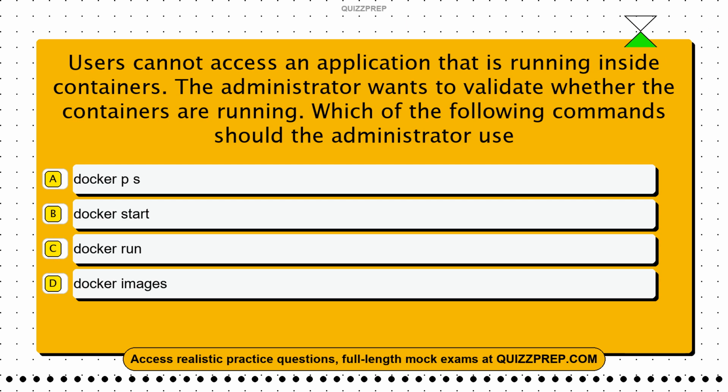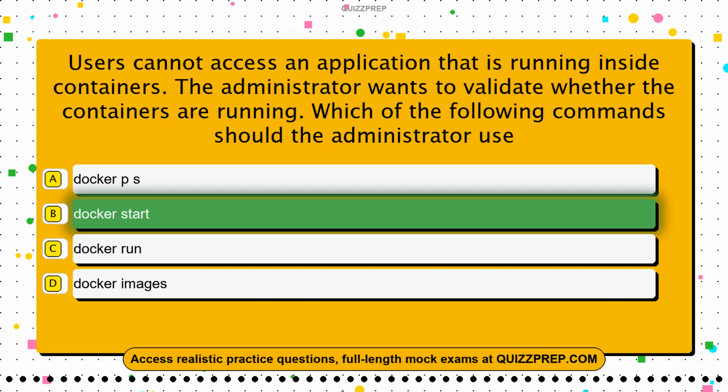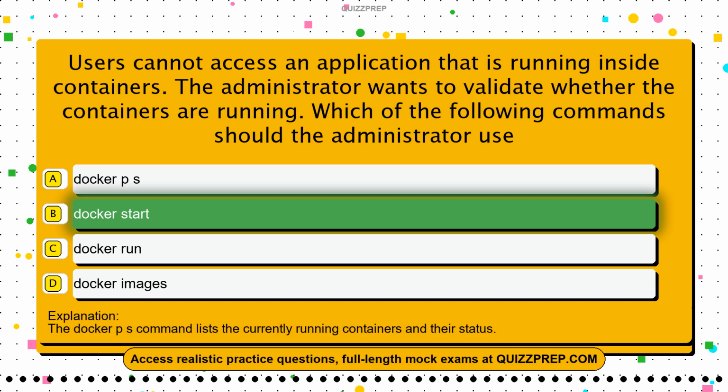Question 39. Users cannot access an application that is running inside containers. The administrator wants to validate whether the containers are running. Which of the following commands should the administrator use? Option A, docker ps. Option B, docker start. Option C, docker run. Option D, docker images. The correct answer is option B, docker start. The docker ps command lists the currently running containers and their status.